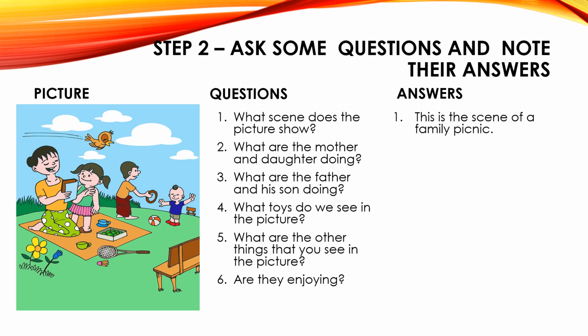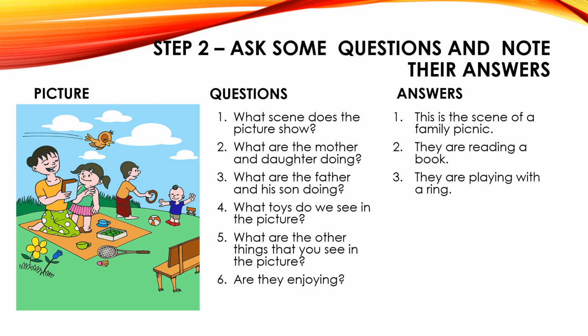The next question was, what are the mother and daughter doing? So, as we can see from the picture, we get the answer that they are reading a book. Or we can say that the mother is reading a book to her daughter. The next question is, what are the father and his son doing? Now, as you can see, the father is playing with his son. He is holding a ring in his hand and they are playing together. So, the answer can be they are playing with a ring.